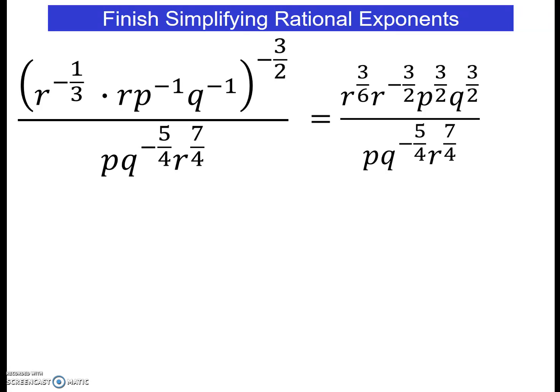So when I distribute through with the negative 3/2, negative 1/3 times negative 3/2 is 3/6. If you write 1/2, it's the same thing. Negative 3/2 to this r just gives me negative 3/2.